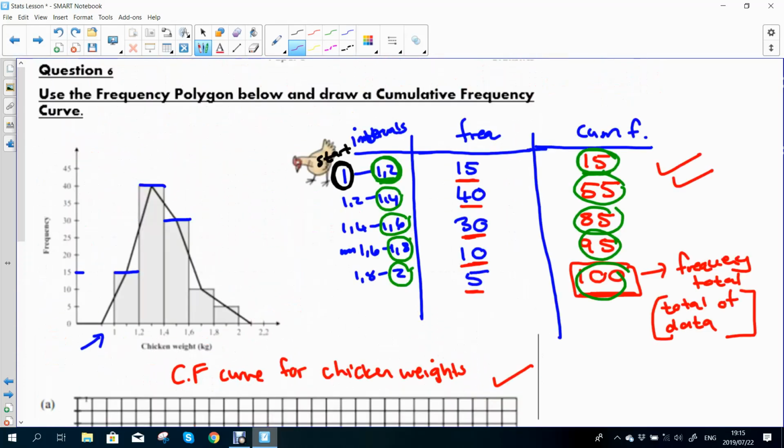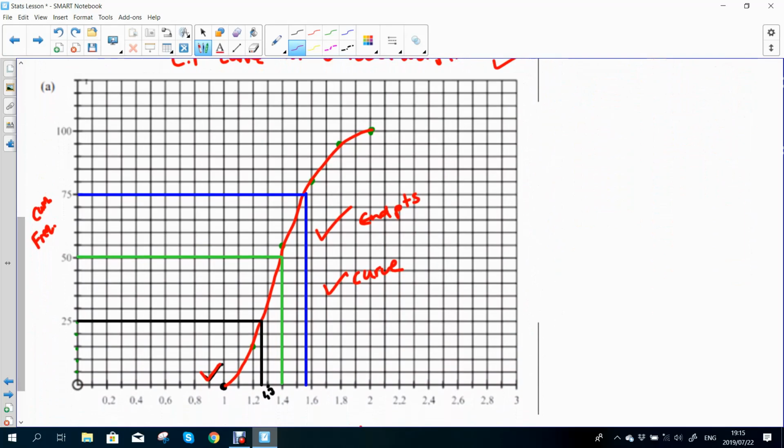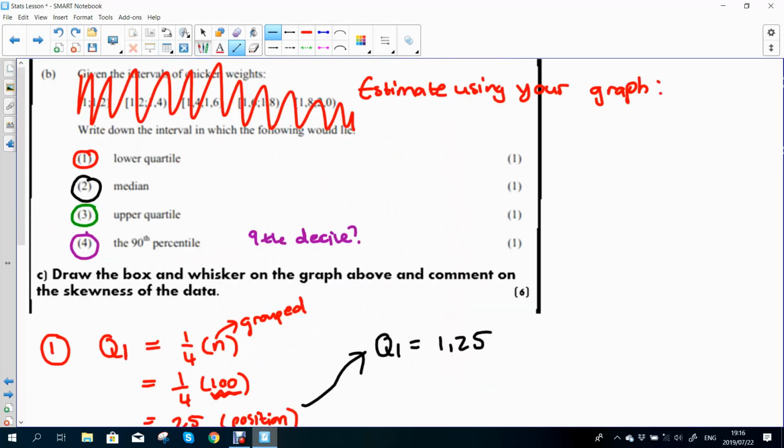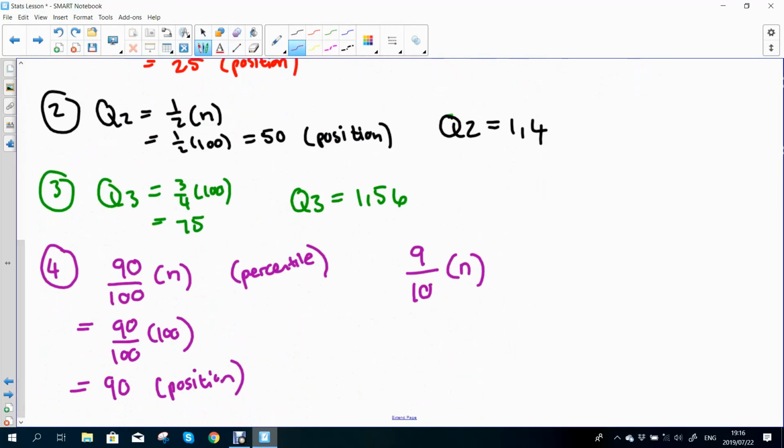So we go back to the graph. We're going to use the ruler again, and we're going to go to 90. 90 is 95. So 90 is there. And then read down. And then you get something just past 1,7. So I'm going to say 1,77. And that is your 90th percentile.